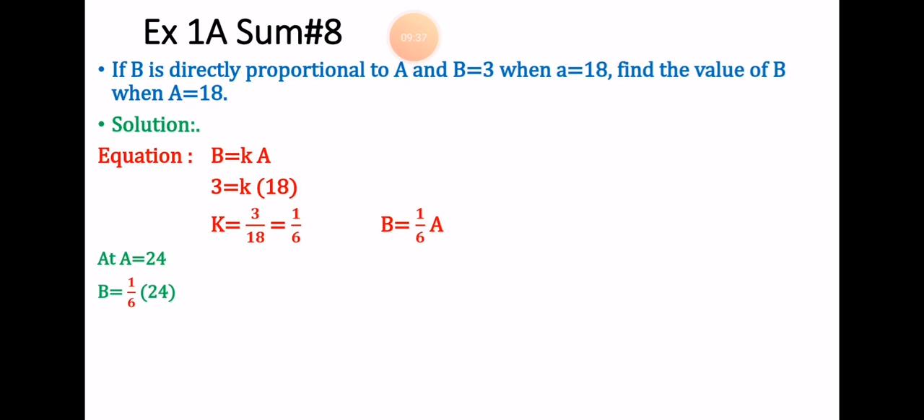Okay, at a is 24, b is equal to 1 over 6 into 24. As 6 and 24 can be cut with each other, 6 ones are 6 and 6 fours are 24. So b is equal to 4. Okay, b is 4, that is the answer. Here I have written this value wrong. A is equal to 18, but actually in the book it is 24, so please correct this in the question statement.